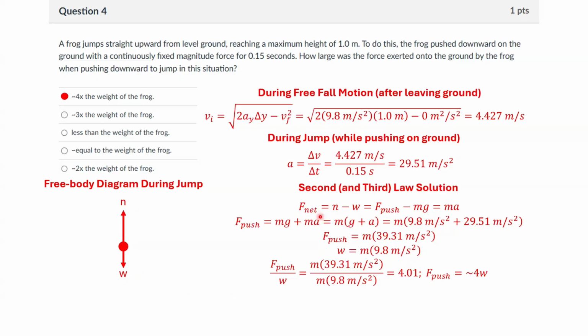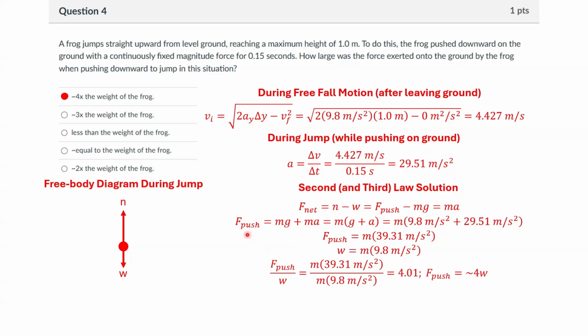And that's what we say here. F net is equal to N minus W from the free body diagram and our knowledge of the situation. I've chosen up to be positive, because acceleration is up. That's then equal to F push minus mg. Where did this F push come from? Because if the normal force is the ground pushing on us, that must in turn be equal to the force of us pushing on the ground by Newton's third law. So this is the thing I want. Ultimately, that minus the weight of the frog, which is the mass of the frog times g, will be equal to the mass of the frog times a, where a is the acceleration during that period of time.